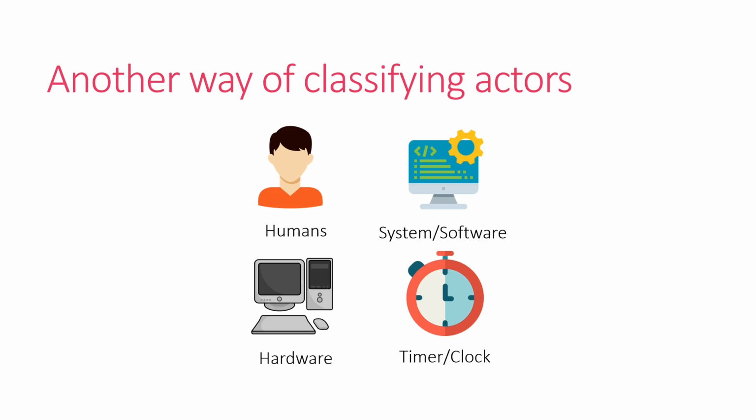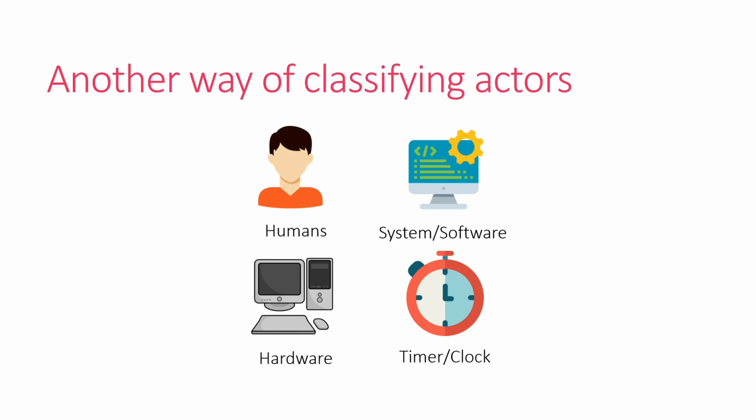We also have another way of classifying the actors. The reason for this is that analysts usually miss key actors during the use case diagramming process because they only identify the human actors. For this reason, we have this classification. Here we have humans, system software, hardware, and timer clock. In humans, for example, we can have a customer that wants to purchase products, a student that wants to know his grades, or a player if it's a game.